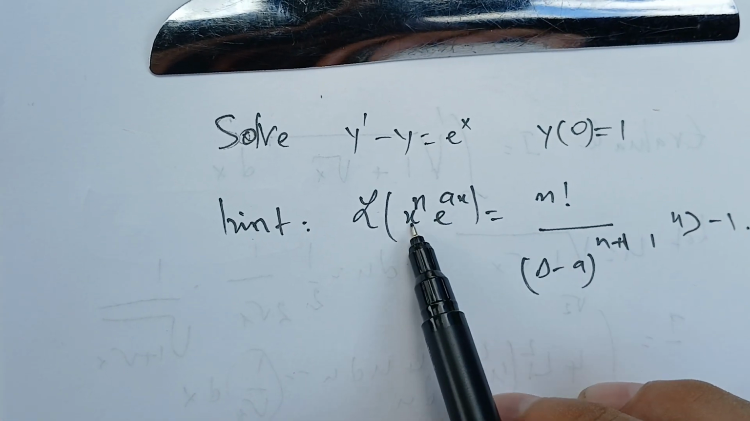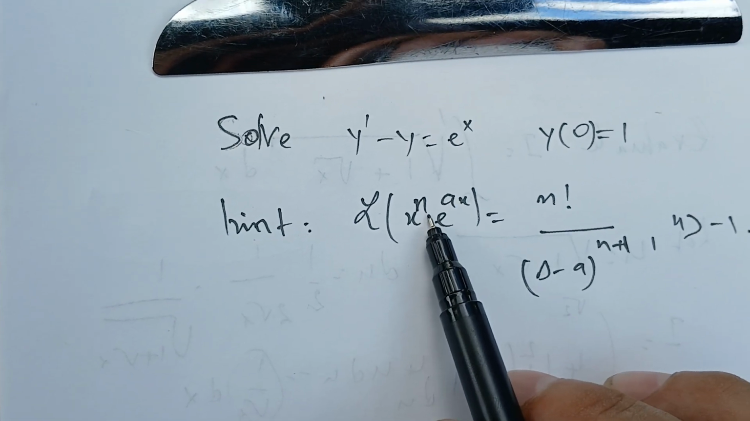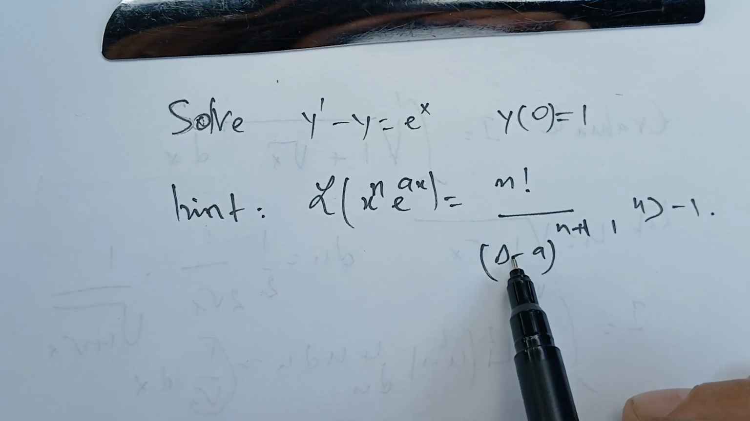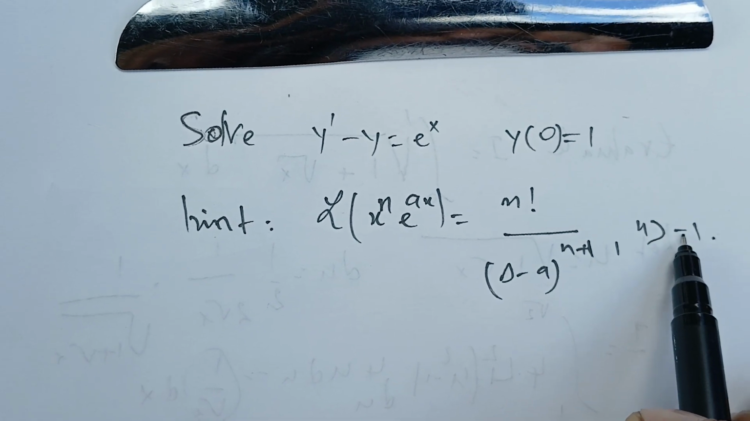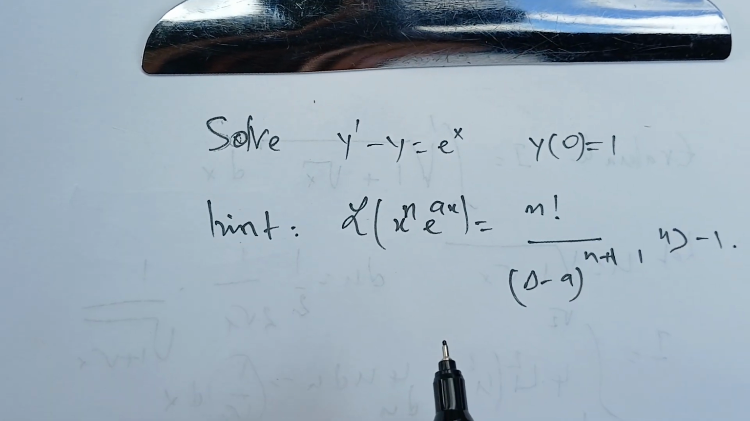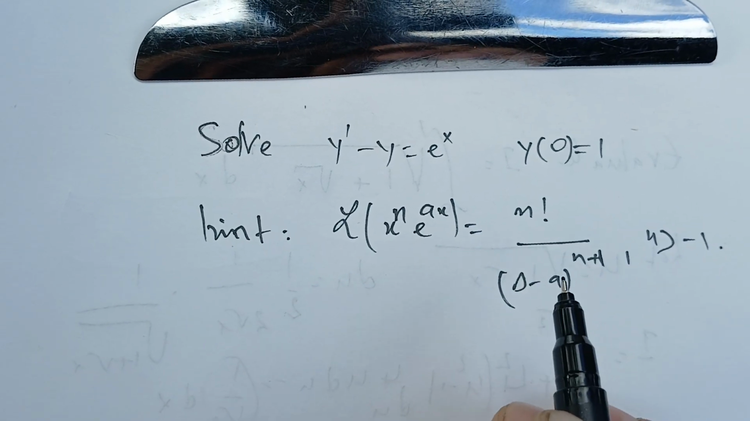This is the general rule here. We can prove that the Laplace transform of x to the power n e to ax is given by n factorial over s minus a to the power n plus 1, here with n bigger than minus 1. Okay, now let's use the Laplace transform to transform this one into a function that we can solve.